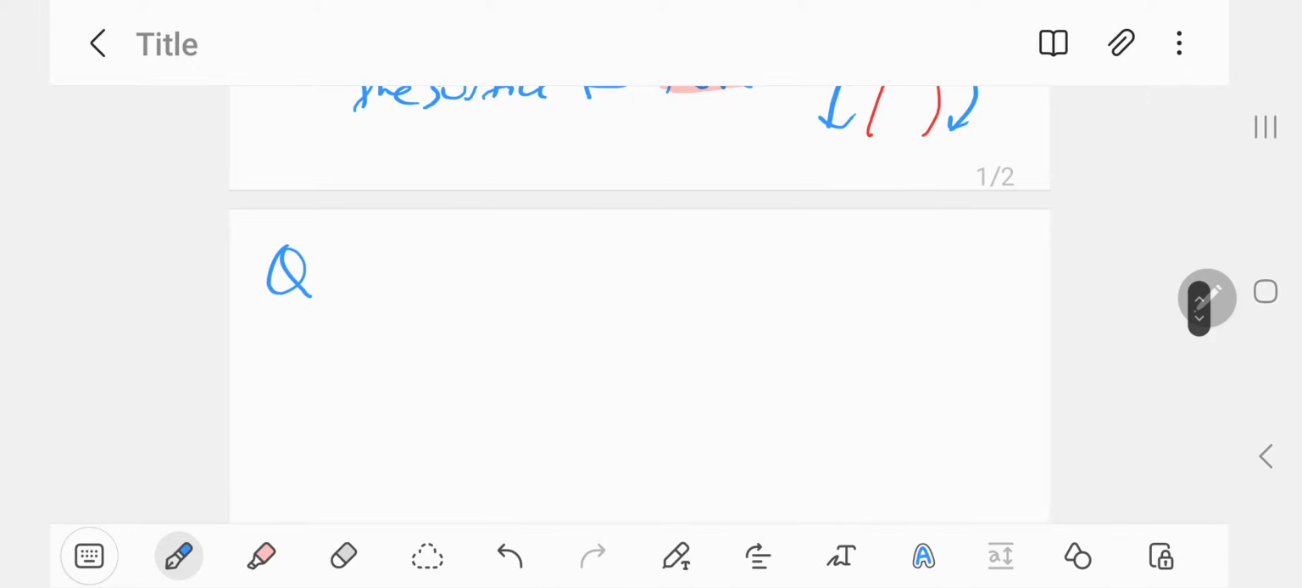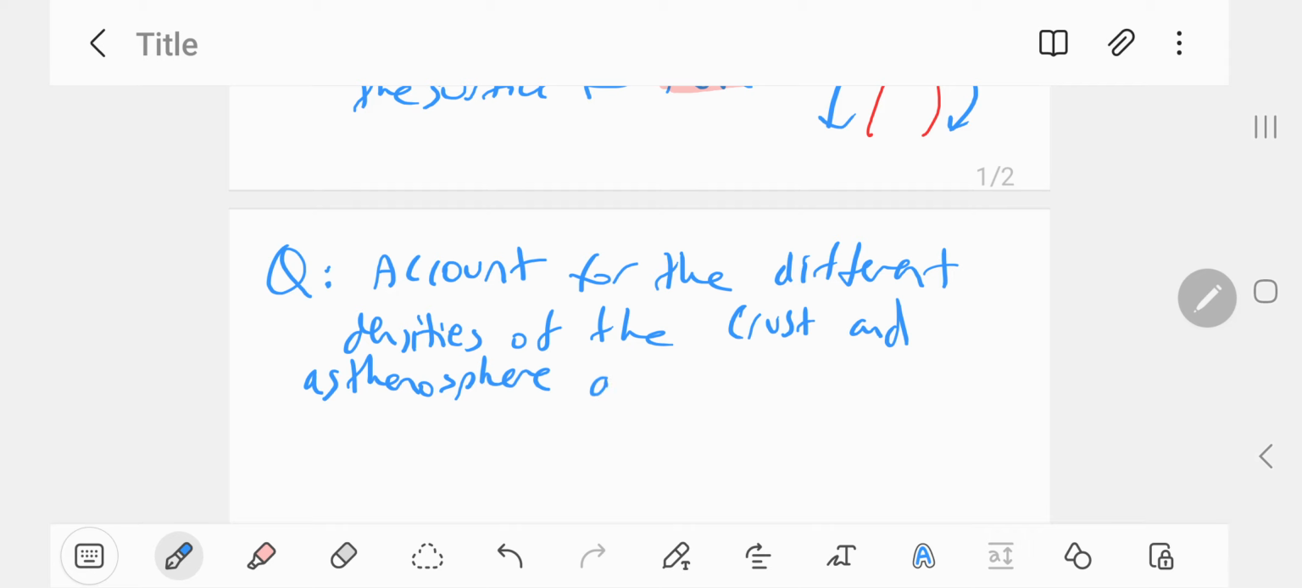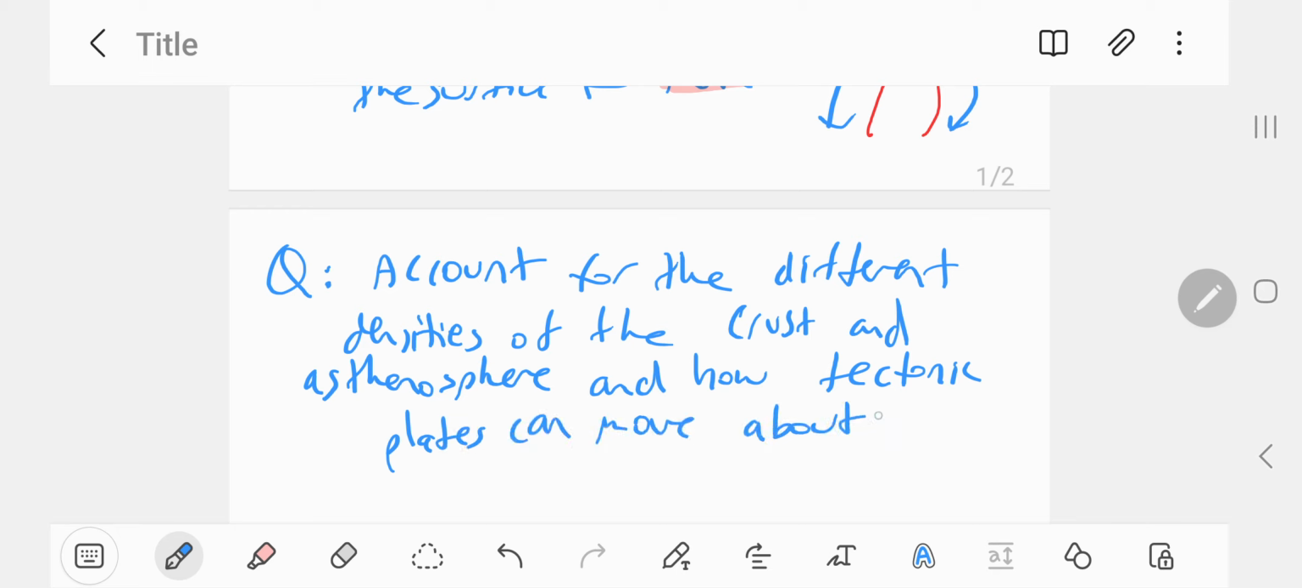So I'll leave you now with a question, an activity for you to do, involving the verb account. So account for the different densities of the lithosphere crust and asthenosphere, and how tectonic plates can move about Earth's surface.